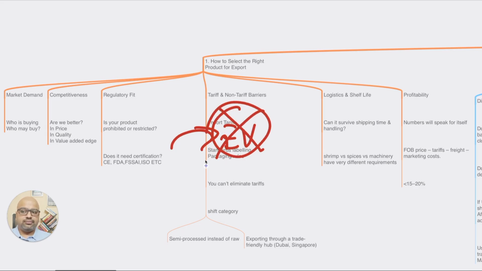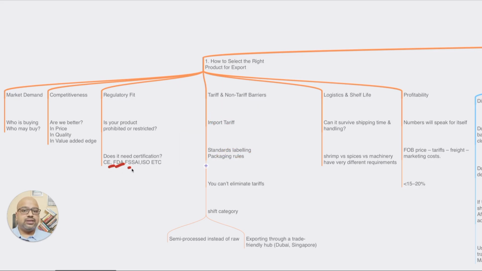If not, no. Are those licenses short-time licenses, or if I pay money, will I get it? Or is there an audit? Many products come with an audit or a factory inspection, so you need to look for it. What kind of product is it? Is it organic certification, or is there any additional certification that you may need to take?